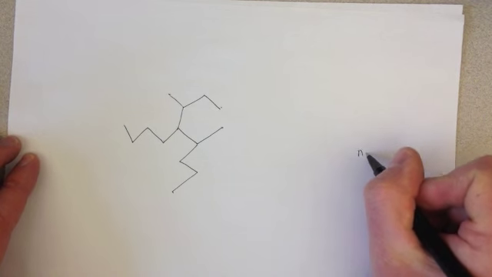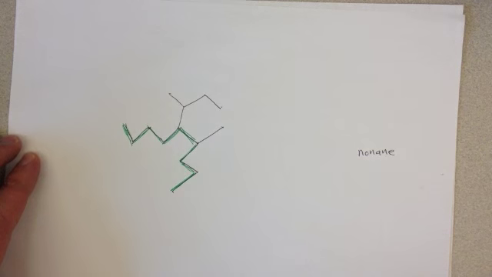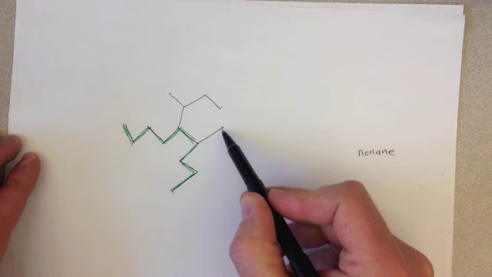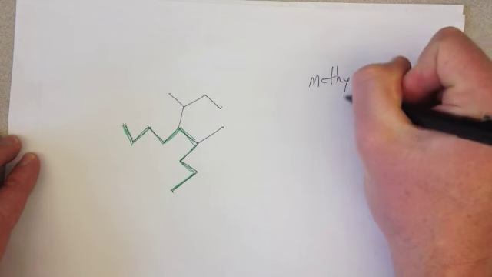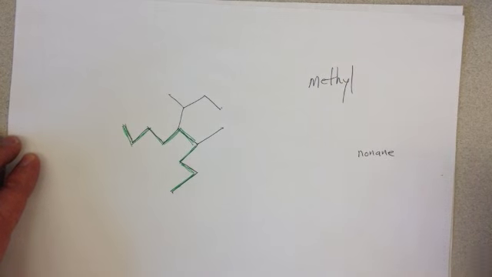Now, what I'm going to do to make this simple is color in green my parent nonane chain here, so I can figure out how many carbons are outside of that chain and what the substituents are. Okay, so one of these is easy, right? We've got a methyl group right here, so I'm just going to write a little note here. One of our substituents is methyl.